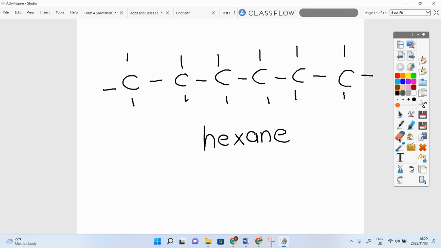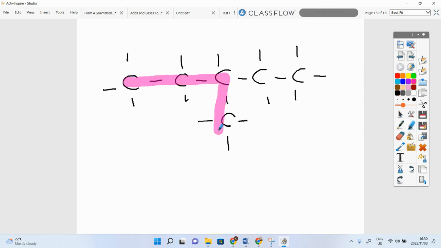But now if I take one of them and I move it away, so I take this one and go and put it here. Is it still hexane? So now again you have to ask yourself. 1, 2, 3, 4. So that's not the longest. I think the longest one is 5. 1, 2, 3, 4, 5. Yes, it wins. So that's my longest chain.